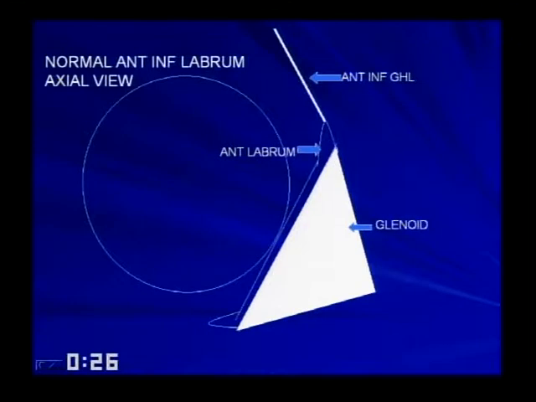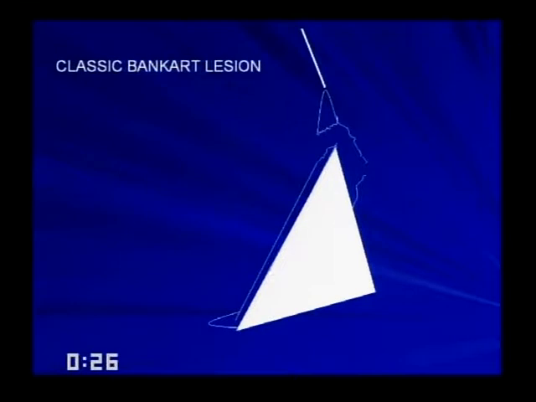Okay, let's talk about these glenohumeral ligaments. In the anterior labral abnormalities, anterior inferior glenohumeral ligament, this is a normal humeral head. Here you can see the anterior labrum that's normal. Now, a classic Bankart lesion, the periosteum is torn, and the labrum, the anterior labrum is just pulled off. And this is the anterior inferior labrum. That's your classic Bankart lesion.